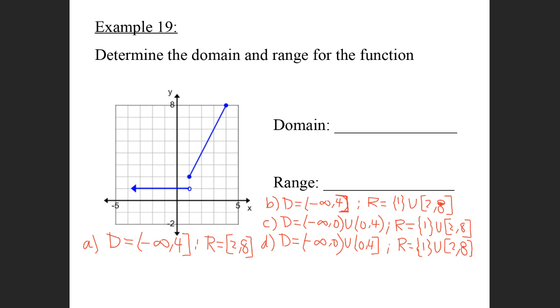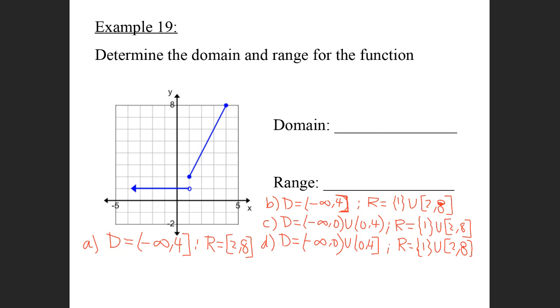So minus infinity to 4, or a union of two segments? A and B. A and B, yes, you're right. So the domain should look like from minus infinity to 4 only. Yes. There's no need to split the domain into two segments.